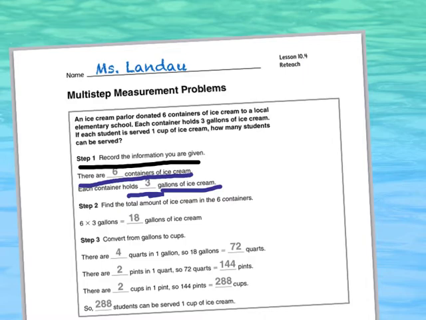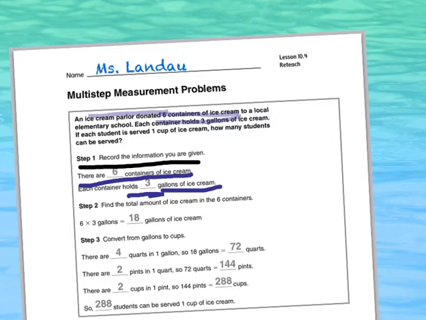And I'm going to go ahead and highlight that. Six containers of ice cream. Each container holds 3 gallons of ice cream. So instead of just not knowing what to do with these numbers, now they make a little bit more sense. There's 6 containers of ice cream, and each one holds 3.